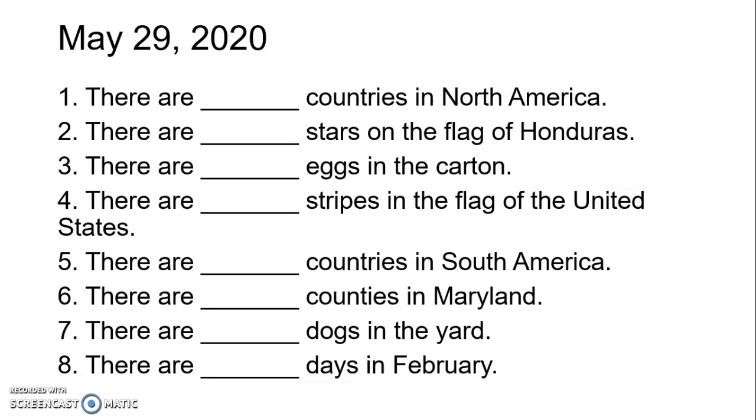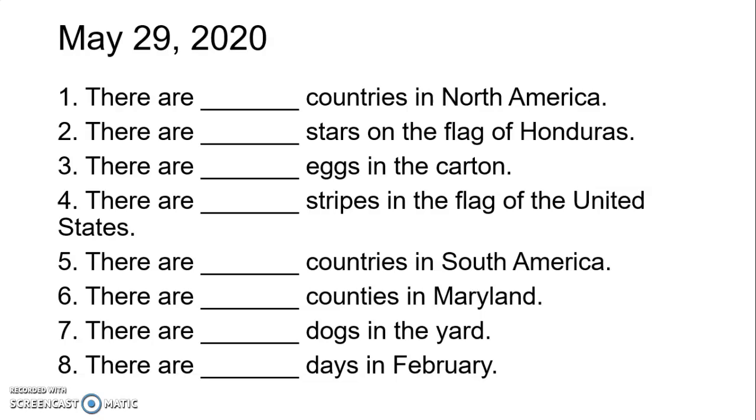So, number 1, there are blank countries in North America. Number 2, there are blank stars on the flag of Honduras. Number 3, there are blank eggs in the carton. Number 4, there are blank stripes on the flag of the United States. Number 5, there are blank countries in South America. Number 6, there are blank counties in Maryland. Number 7, there are blank dogs in the yard. Number 8, there are blank days in February.